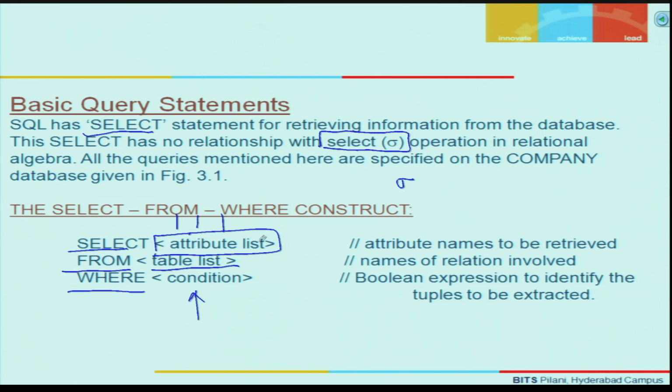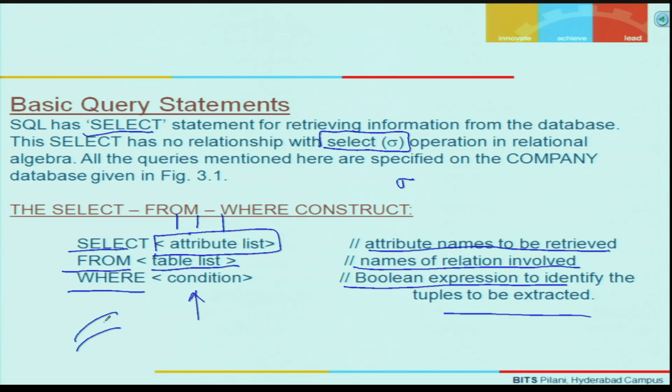So that is the difference. In the select clause, the attribute names will be listed. In the from clause, the names of the relations from where the data need to be extracted will be listed, and in the where clause we will specify the Boolean expressions to identify the tuples that qualify for showing up in the result. This is the basic structure of an SQL query statement. Of course, many variants are available and more complex queries can be written, that we will see in a short while.